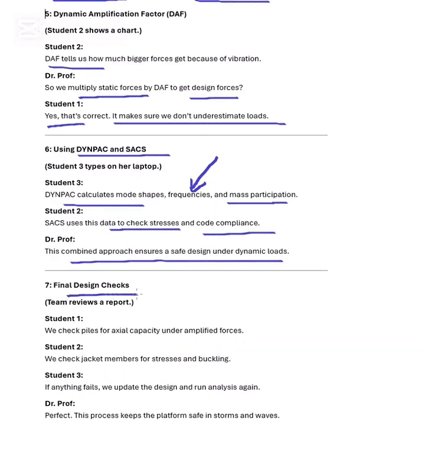And also the final design checks we are doing. We check piles for axial capacity under amplified forces. We check jacket members and stresses for buckling. And if anything fails, we update the design and rerun the analysis again. This process keeps the platform safe in storms and waves.